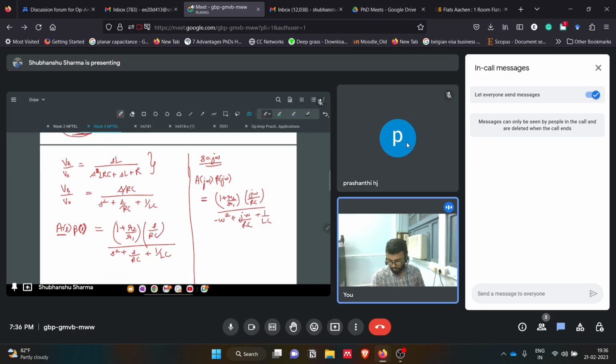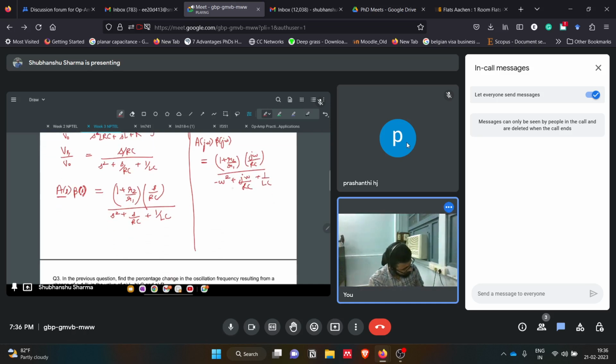So how will we get phase 0? Since we need to achieve this Barkhausen criterion, where the phase should be 0 for the feedback circuit, for the phase to be 0, how will we achieve this?